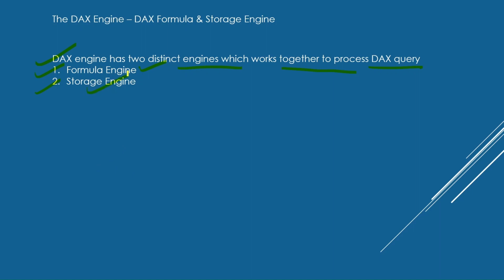Let's discuss what a storage engine is. A storage engine compresses and encodes raw data and only communicates with the formula engine. A storage engine does not understand the DAX language. It stores the data as effectively as possible, so when it receives a request from the formula engine, it can scan the data model and produce the requested data. One of the key differences between the formula engine and the storage engine is that the storage engine does not understand DAX queries.